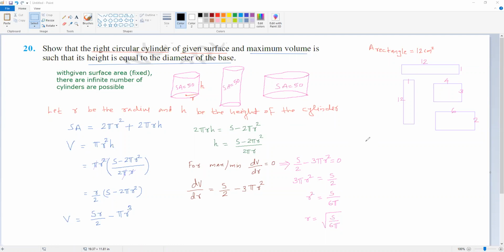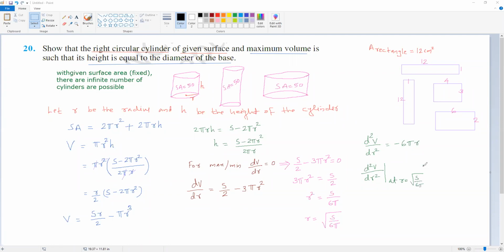So d square v by d r square. So dv by dr already आपको इधर मिला था s by 2. So s by 2 derivative, it is constant derivative 0 minus 3 pi r square. R square का derivative 2r. So 3 into 2 6 pi r. अभी हमें सेकेंड डेरिवेटिव डी स्क्वायर वी बाई डी आर स्क्वायर at r is equal to under root s divided by 6 pi.